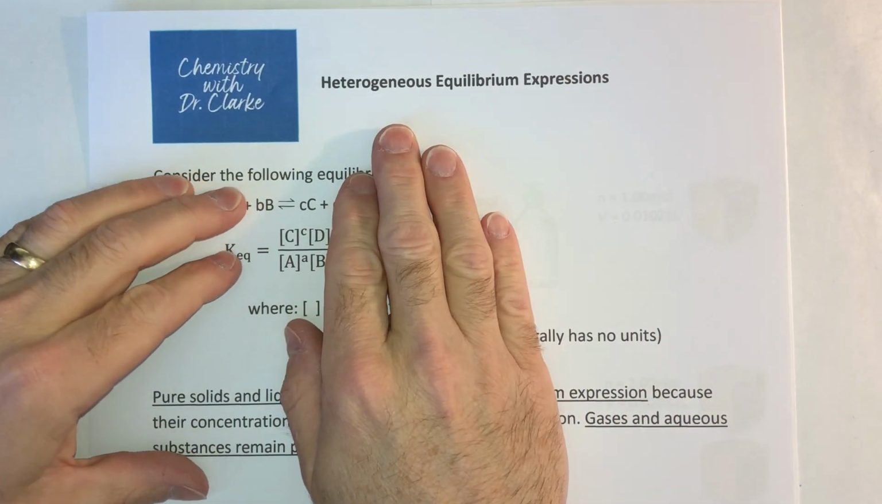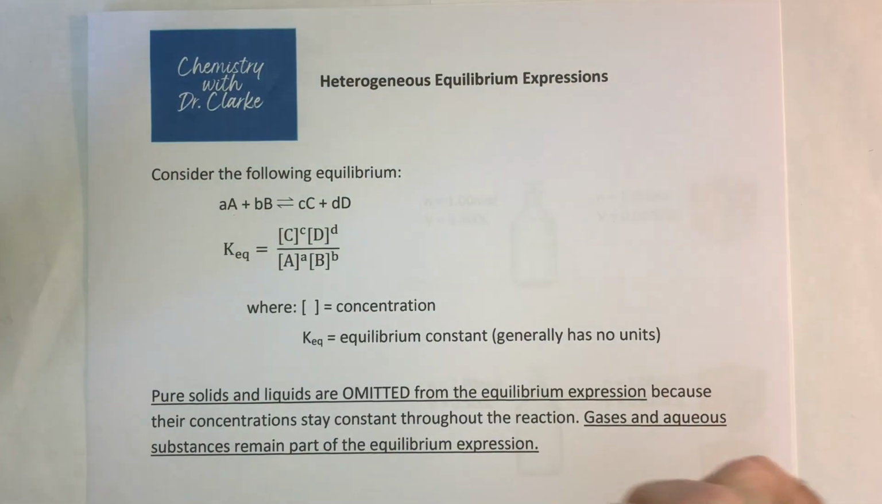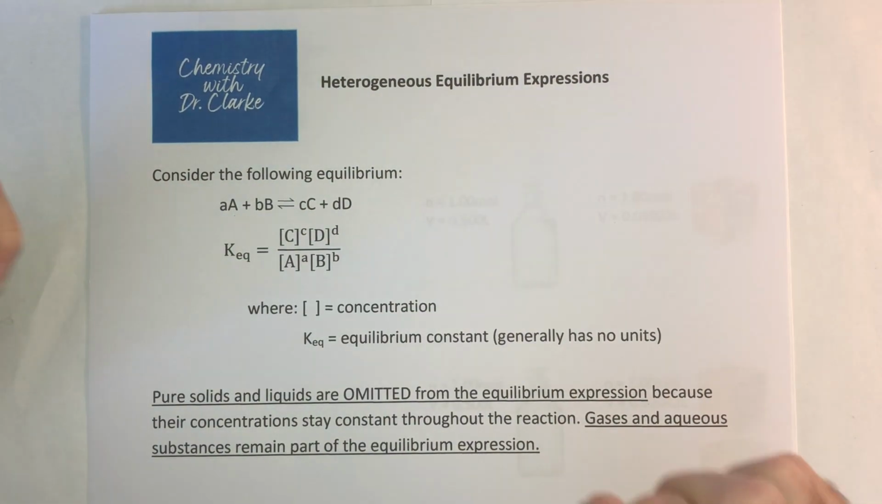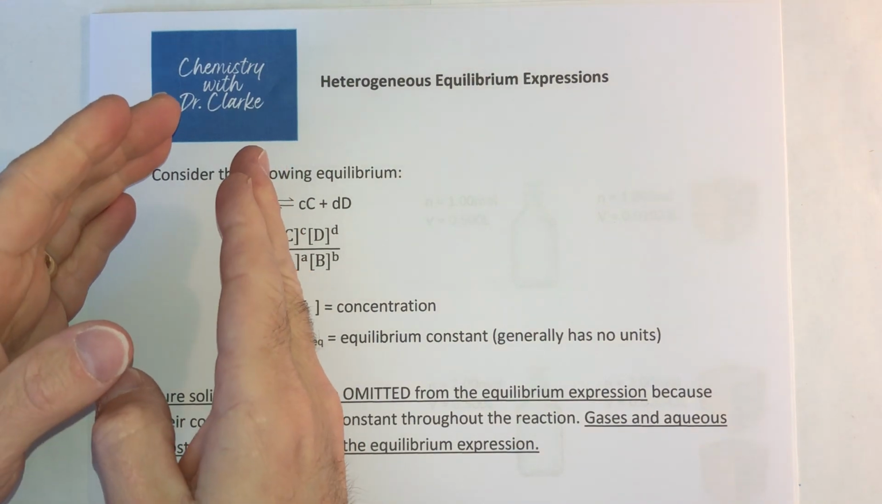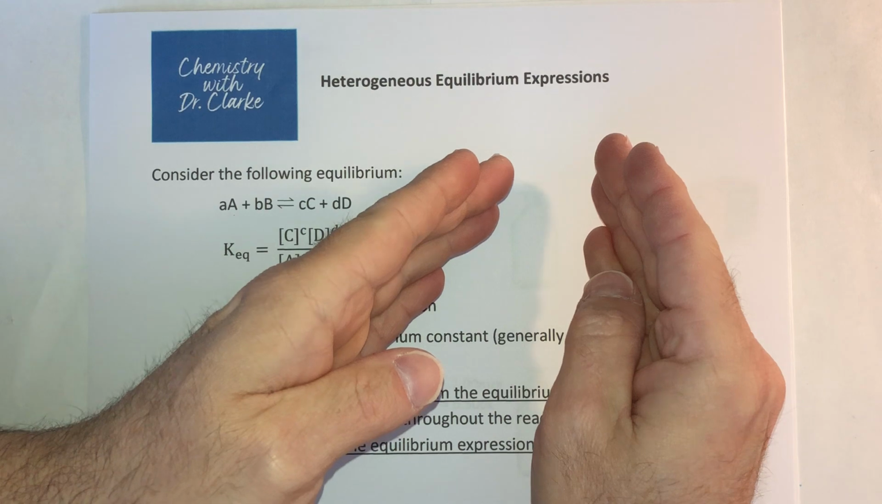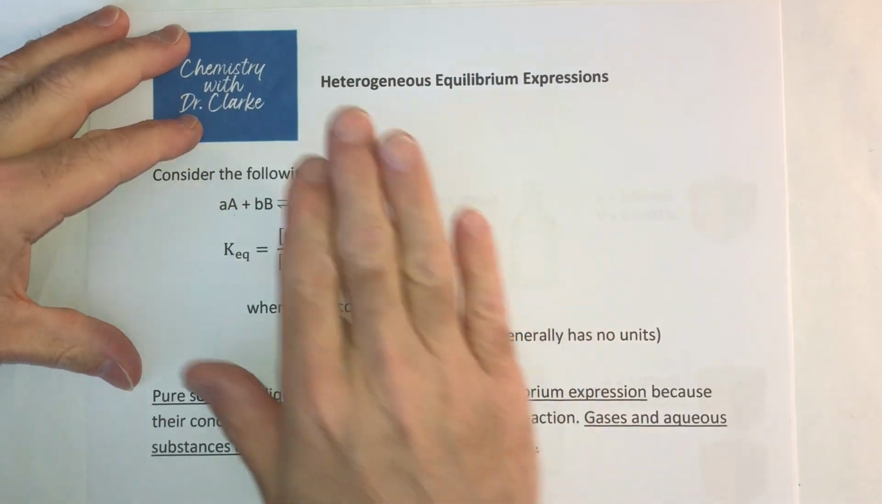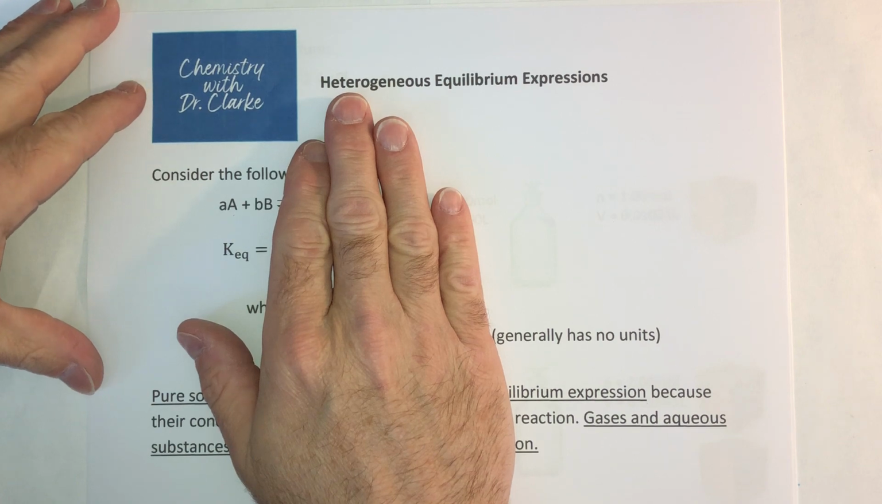In this video, I'd like to talk about heterogeneous equilibrium expressions. A heterogeneous equilibrium occurs when you have reactants and products that are not the same phase. So you may start out with a solid reactant and a liquid reactant and end up with a gas product and an aqueous product.